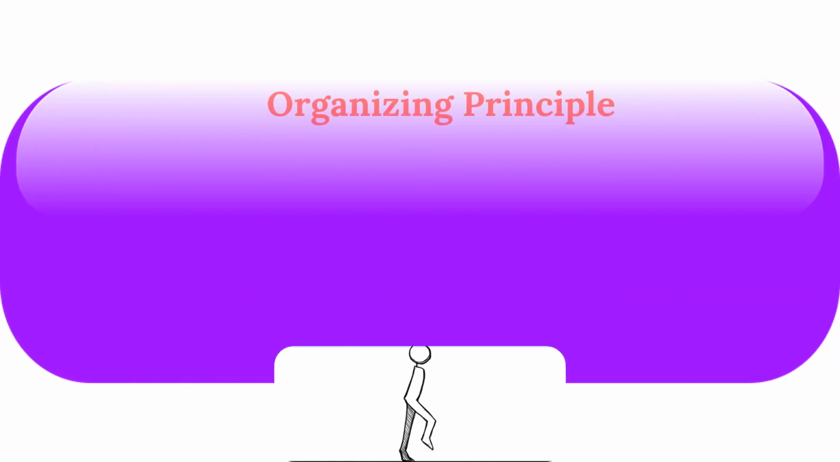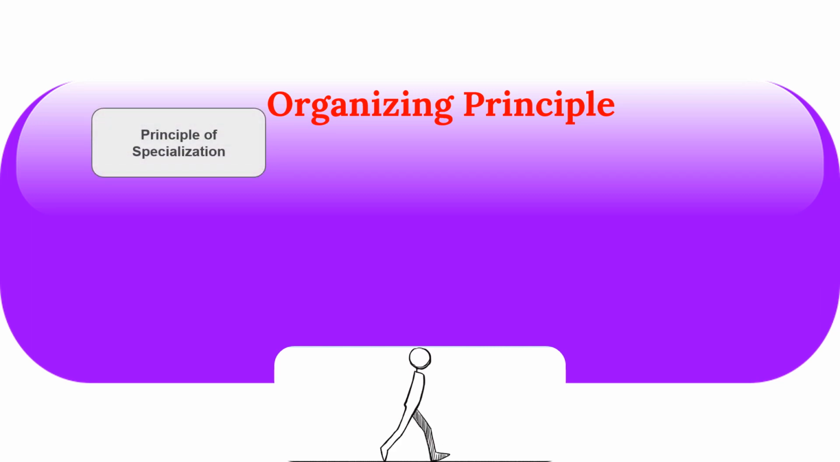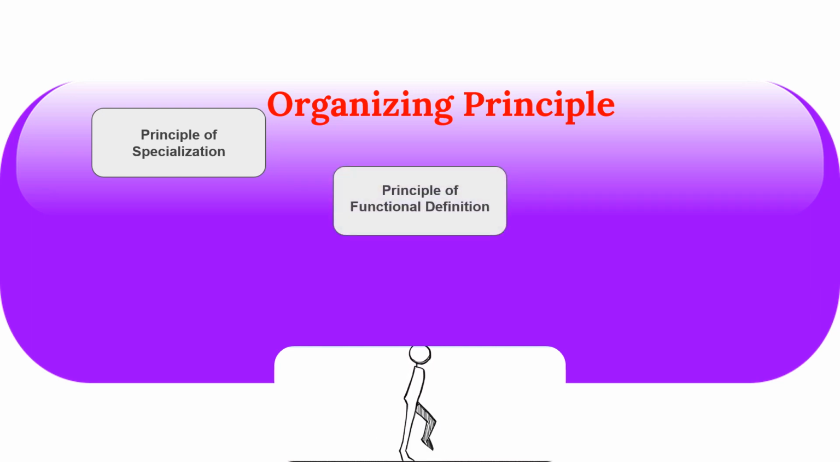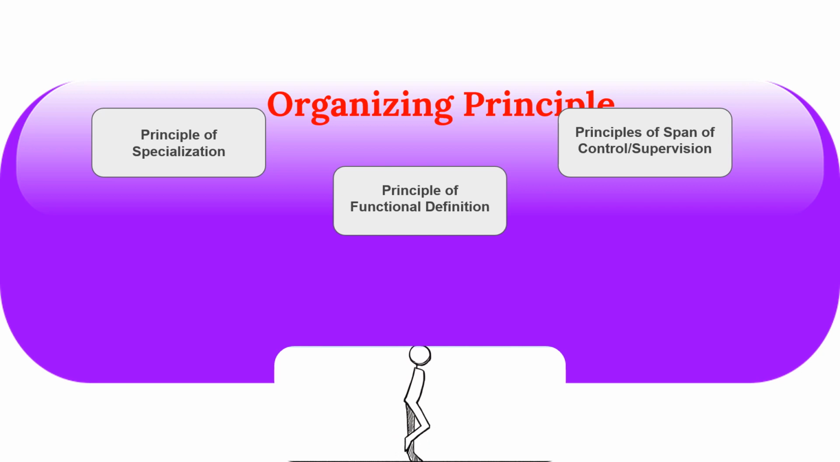Moving on, we'll talk about organizing principles. The first principle we'll discuss is principle of specialization. According to this principle, the whole work of a concern should be divided among the subordinates on the basis of qualification, abilities, and skills. The next we'll talk about is principle of functional definition. According to this principle, all the functions in a concern should be completely and clearly defined to the managers and subordinates.